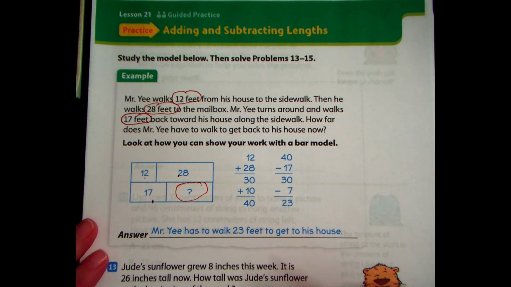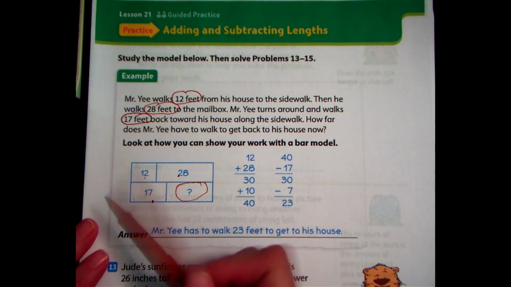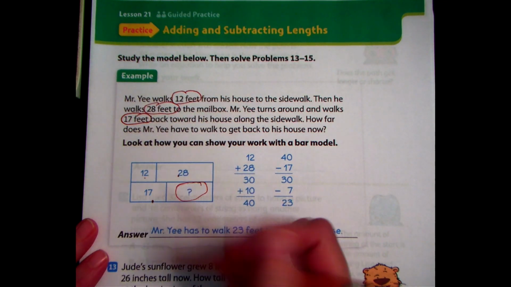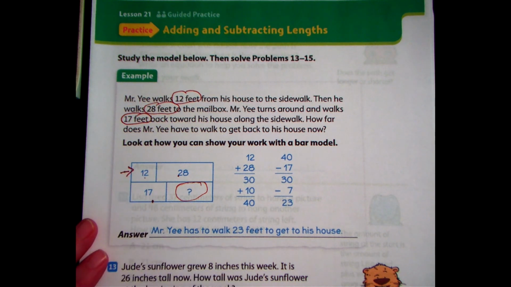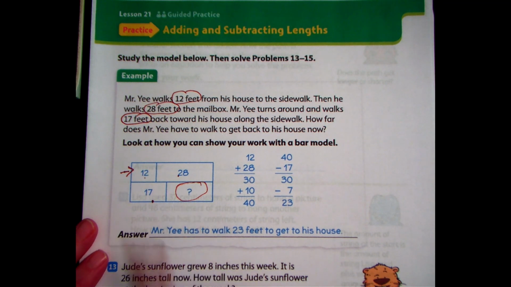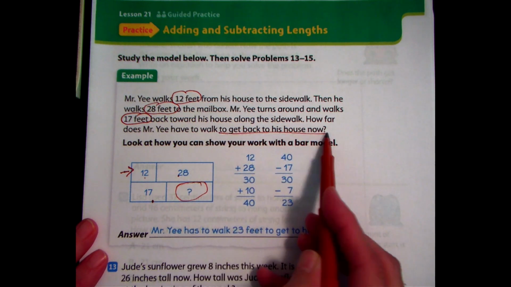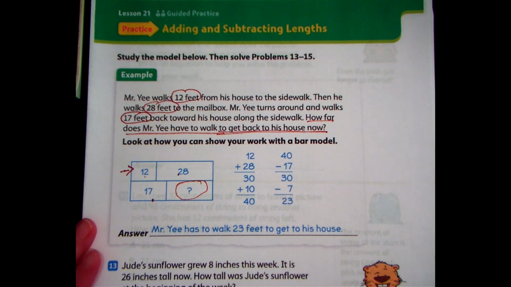Okay, so the important things we are looking for. We know he walked a total of 12 feet plus 28 feet to get to the mailbox, which is in our top graph here. Then he turns around and walks 17 feet, which we know he has a little bit further to go. So we are finding how far he has to walk to get back to his house now. Okay, that's our question. How far does Mr. Yee have to walk to get back to his house now?